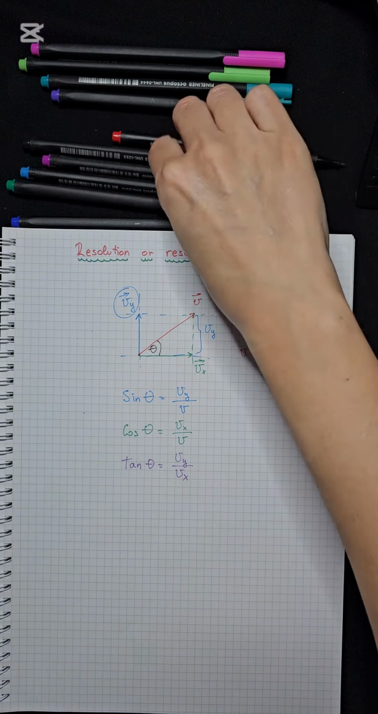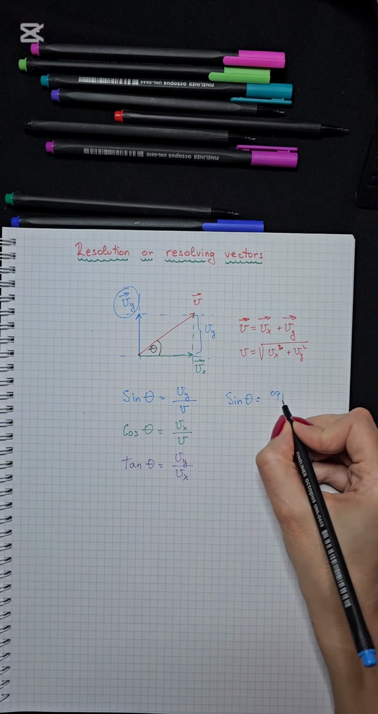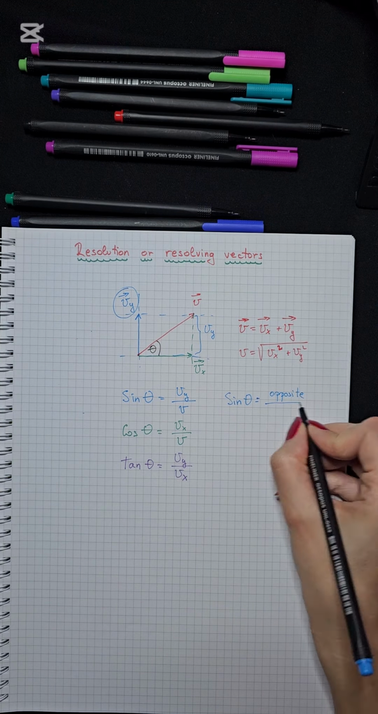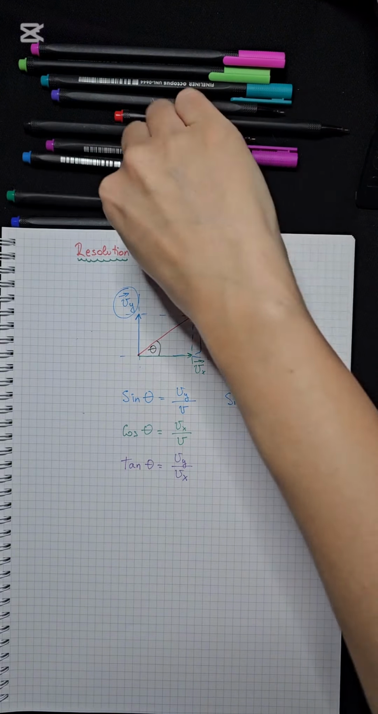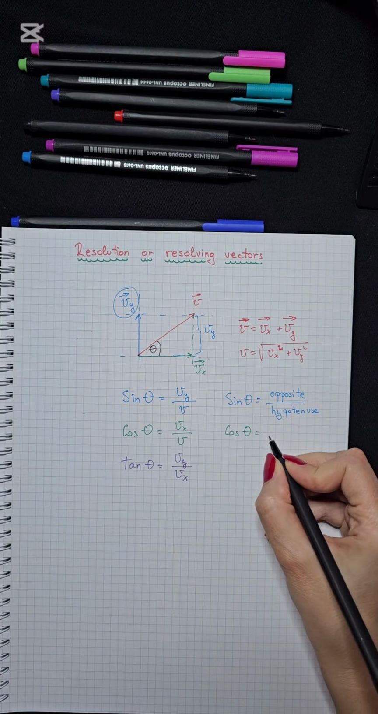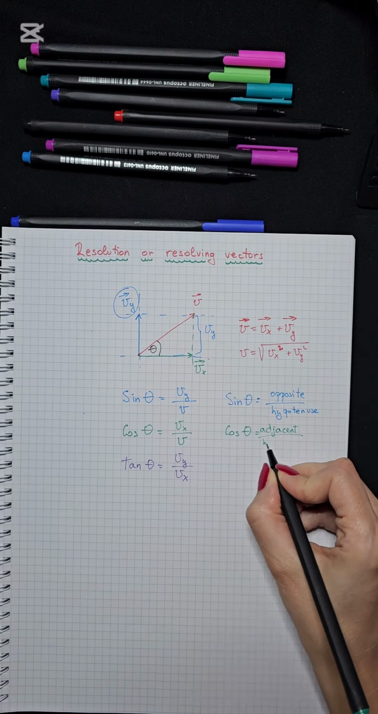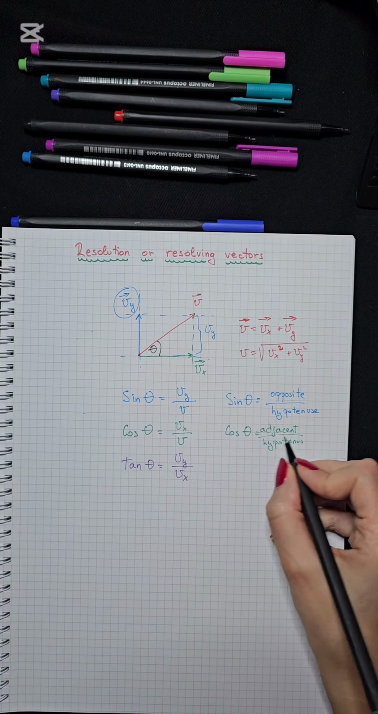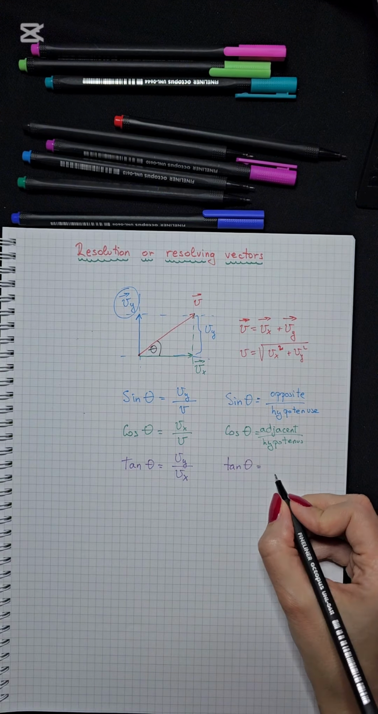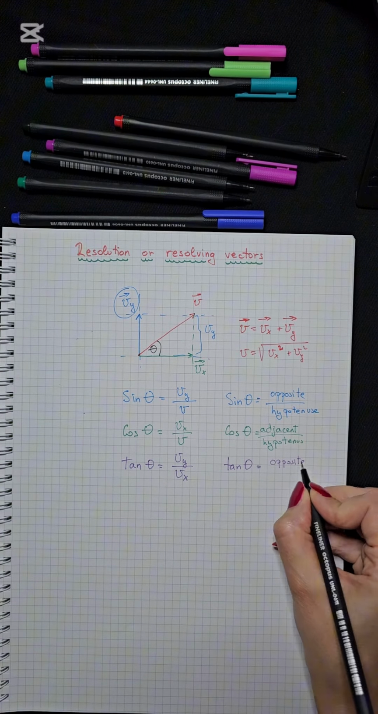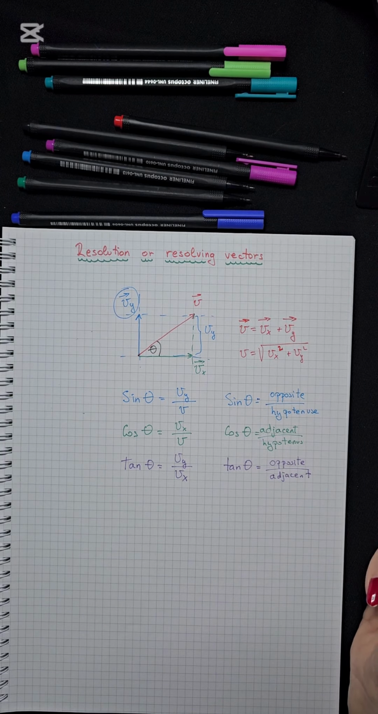So it's important for you to know trigonometry, and the only math that you need here is that sine theta is always opposite divided by hypotenuse, and cosine is always adjacent divided by hypotenuse, and tangent theta is always opposite divided by adjacent. So when you know that, you can solve any problem.